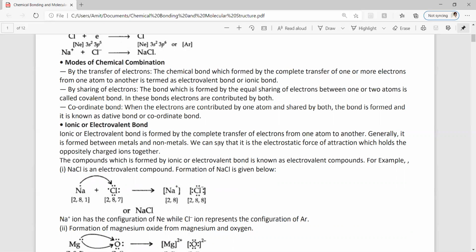So in the first case, what happens is one atom is transferring one or more electrons to the other atom. That atom is losing the electrons and the other atom is gaining. Both of them are doing this so they can gain their perfect combination.